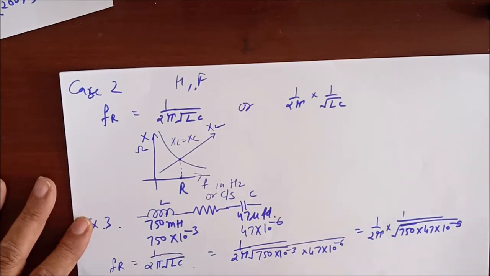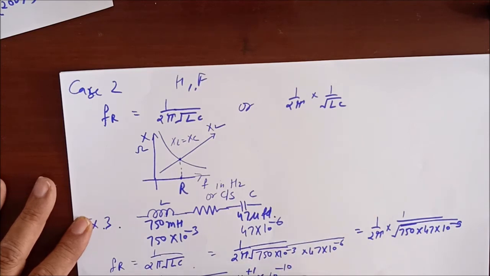Or 750 into 47 into 10 raised to the power, I am taking plus 1, adding this value and the same value here also, minus 10.